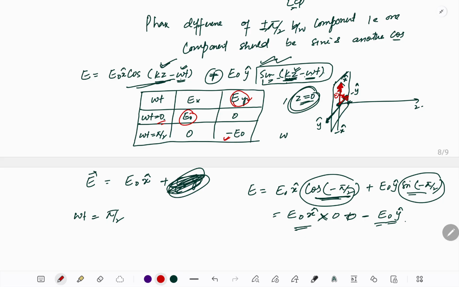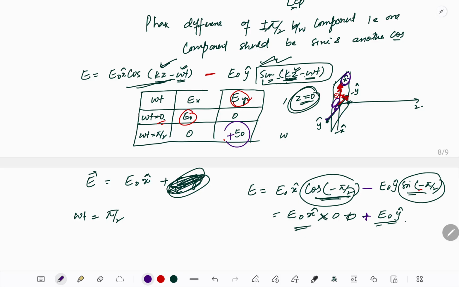And if you take here the negative sign, let's erase this, and take the negative sign. What will happen, so this negative sign here will combine with the negative sign, and it becomes positive, so only this value changes, it becomes plus E naught. So basically it moves from x directly to y, so it moves anti-clockwise.